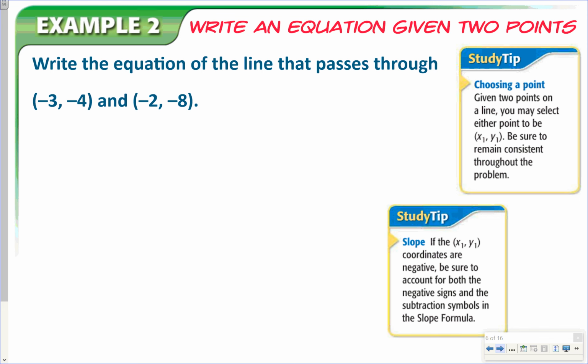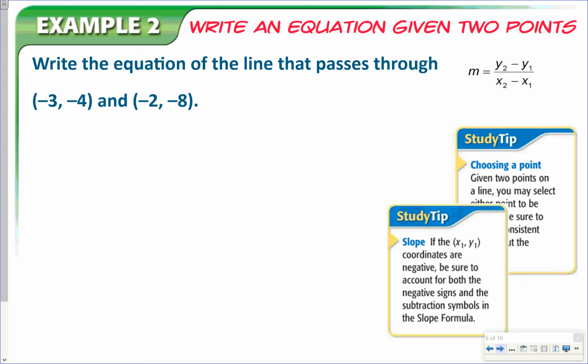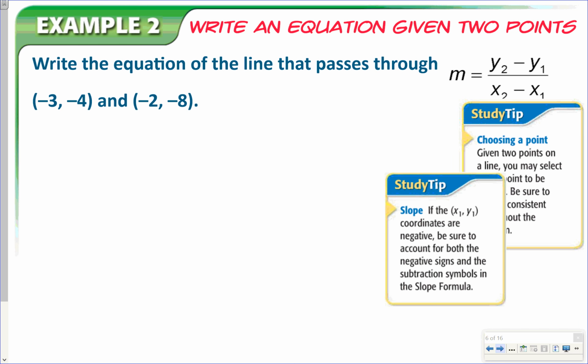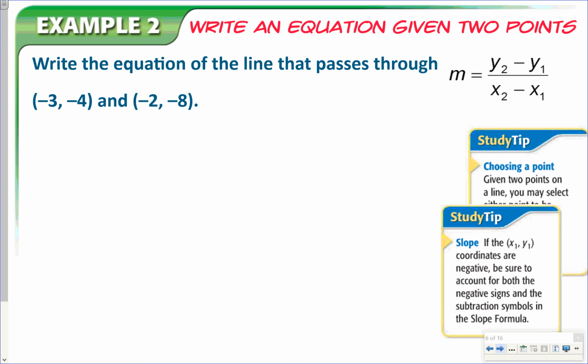When have we done that before? We did it with the slope formula, right? So for the slope, if the x1 and y1 coordinates are negative, be sure to account for both the negative signs and the subtraction symbol in the slope formula. We've got to keep our minus separate from our negative.